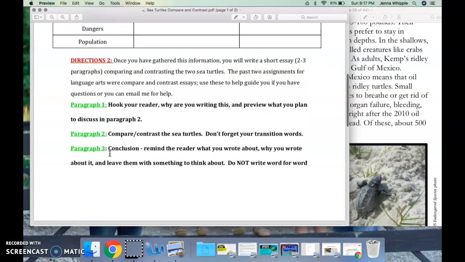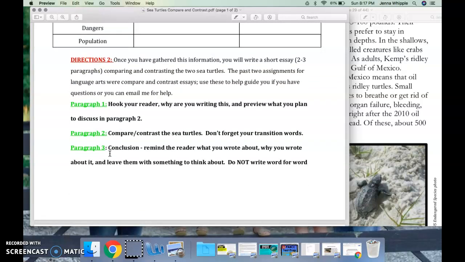Paragraph 2, this is where you would compare and contrast your sea turtles. I wrote here, don't forget your transitions. Lots of transition words. If you don't remember them, Google. If you Google transition words, you'll get a bunch of transitions. You can even narrow your transition words if you type in compare and contrast transition words.